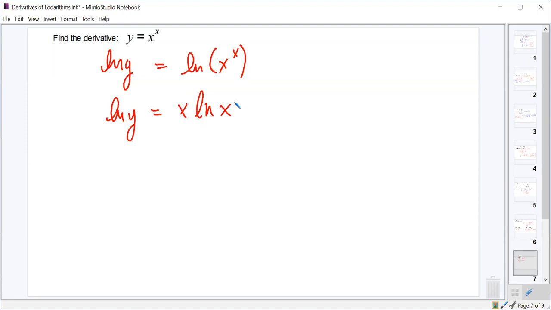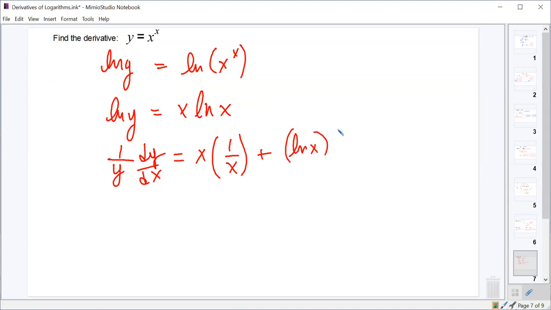Okay, so natural log of y becomes what on the left-hand side? 1 over y dy dx. Good. And the right-hand side, we'll have to use the product rule. x times the derivative of natural log of x plus natural log of x times 1. Everybody good with that?